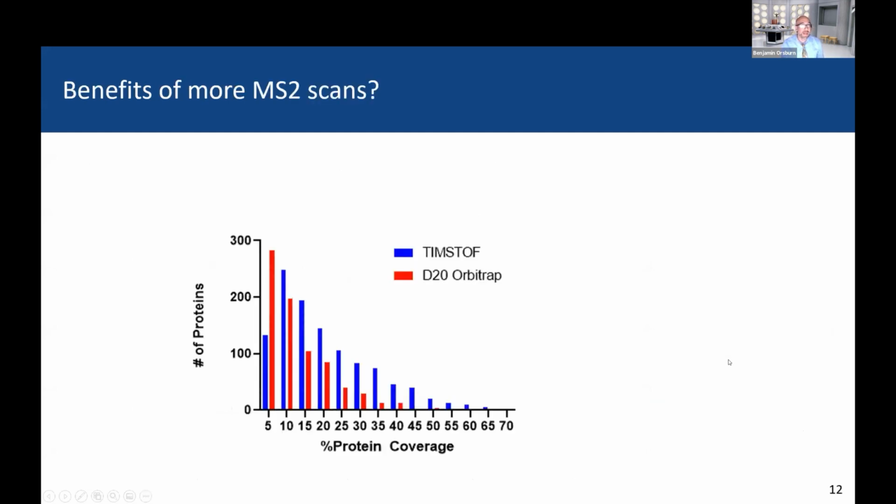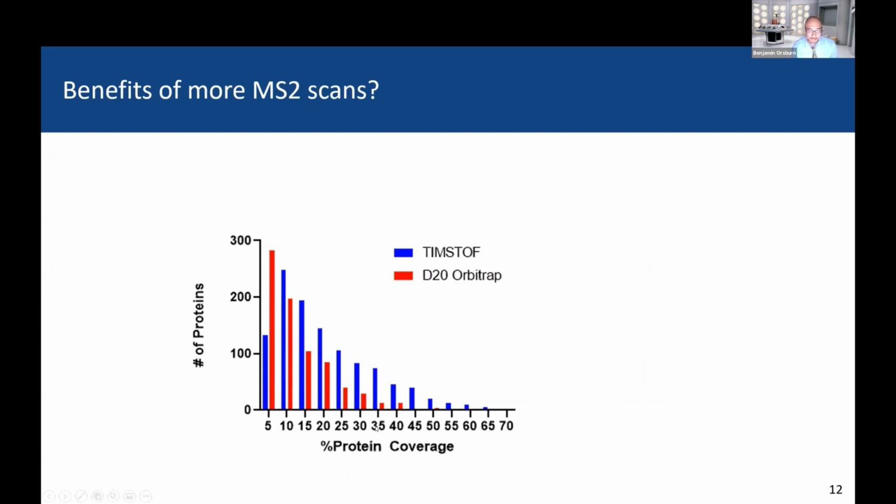And in terms of the benefits of more MS2 scans, if we compare some SCoPE data from a D20 Orbitrap using a slightly longer gradient, so we can match the number of peptide, the protein coverage.